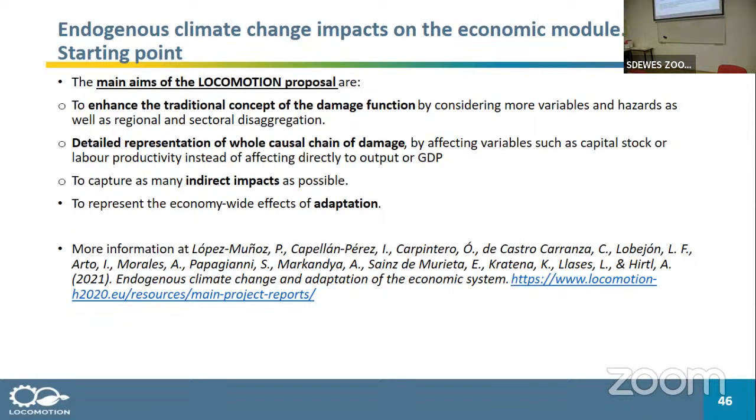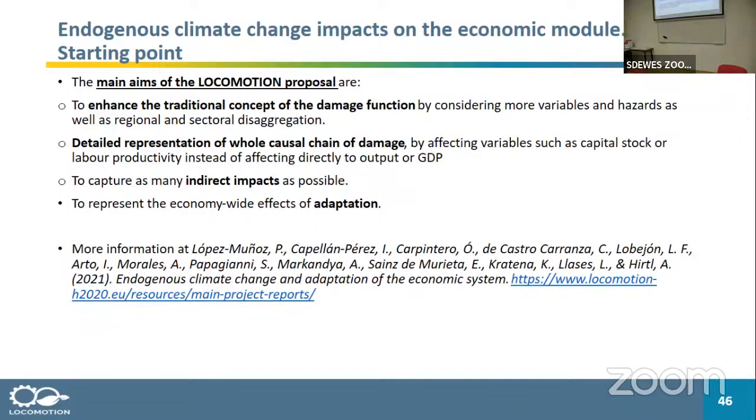We also propose a detailed representation of the whole causal chain of damage. We don't affect production directly; we affect the productive factors and also other parts of the bottom-up models, which at the end enter into the economy. For example, we affect the capital stock and also the labor productivity. And since it's the own structure of the model, we capture as many indirect impacts as possible. And we will also try to represent the effects of adaptation, which is not common in assessment models.